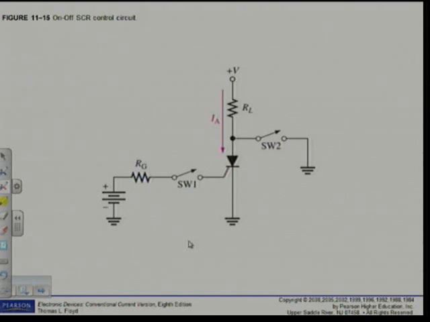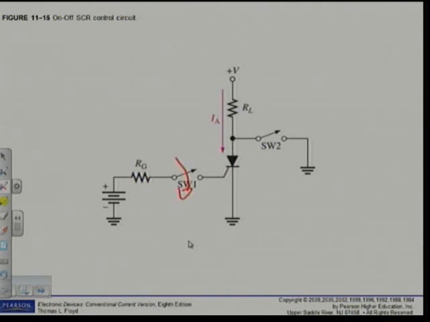Start with on-off control of current. Now a system like this can be used in an alarm system. We got figure 11.15. 11.15 shows a SCR and basically with a switch S1. Now when we close switch S1, what happens?